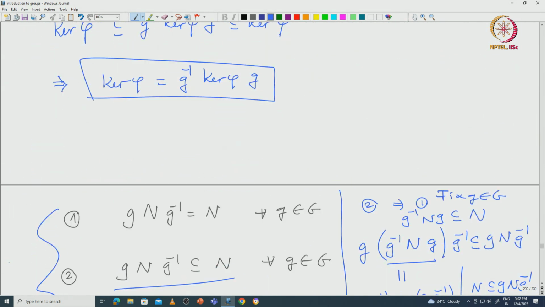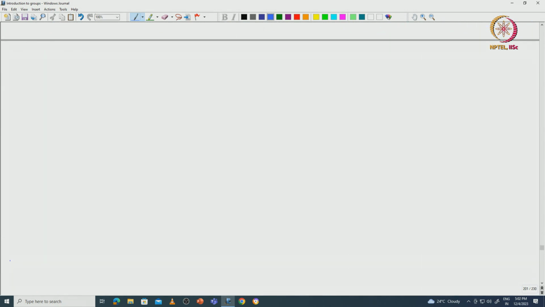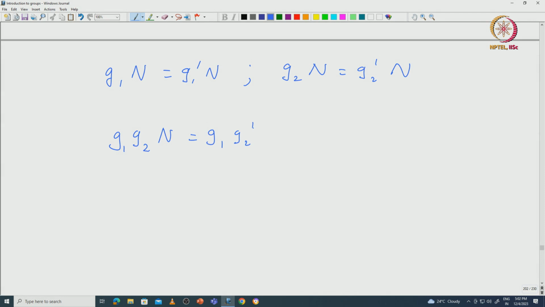Why? Because the only verification that you really need to do is this well definedness. If you take two coset representatives like this, and then multiply them, you have to verify they are the same. G1 G2 N should equal G1 dash G2 dash N. So this is what we have to verify. Given this, we have to verify that the corresponding product must be the same as the corresponding product.